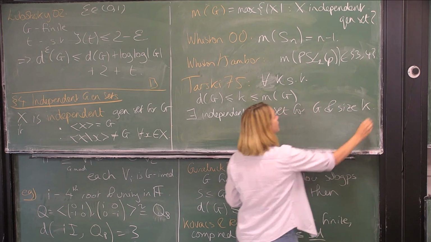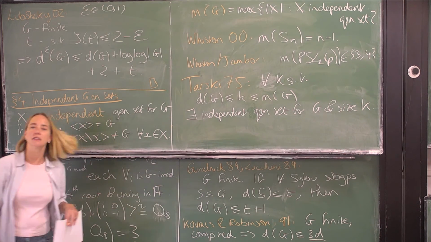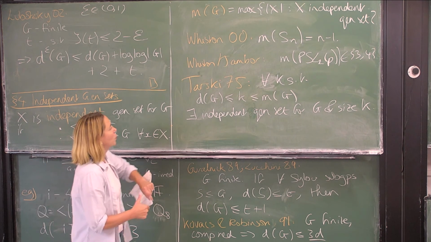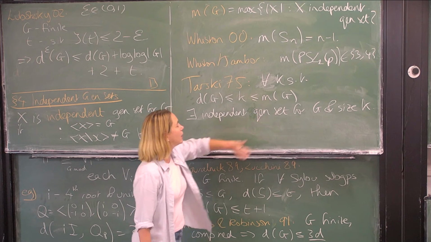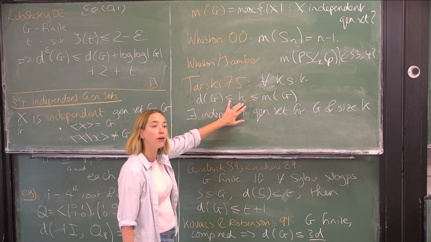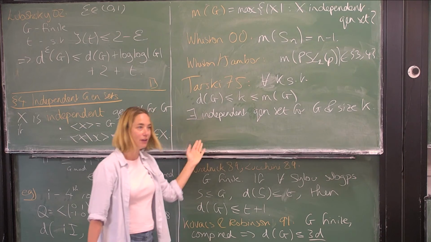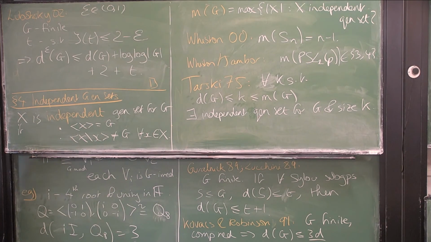And I've not yet looked at this because I only got told about it, I think, last week. But this is coming from universal algebra. This isn't coming from group theory, but it applies to groups. So, we know lots about D of G. We know very little about M of G. If you can find a single K where you can't find an independent generating set, then that's an upper bound on M of G because you've found a hole in the sequence that there ought to be.